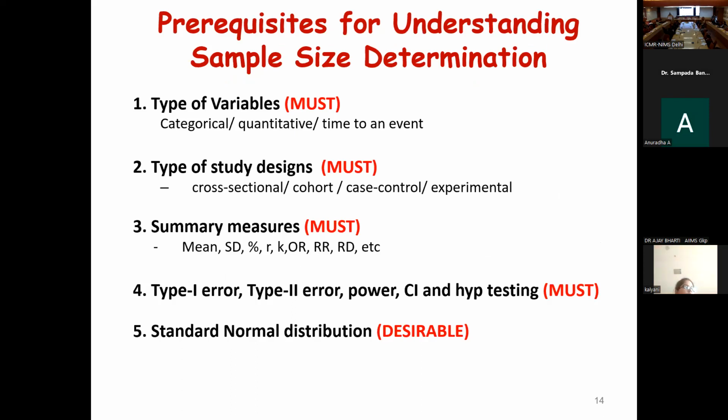Now, to know sample size calculation, these are the 5 things that you need to know. Right? If you want to understand sample size, these are the things that you need to know. What? Number 1, type of variable. Type of variable, right? And type of variable from a statistical point of view. How many types of variables are there? Only 3, no 4th. Only 3. Categorical, quantitative, and time to event. There is no 4th variable.